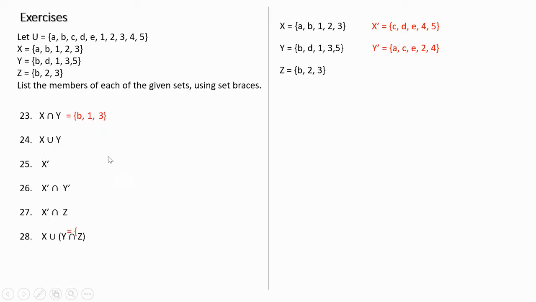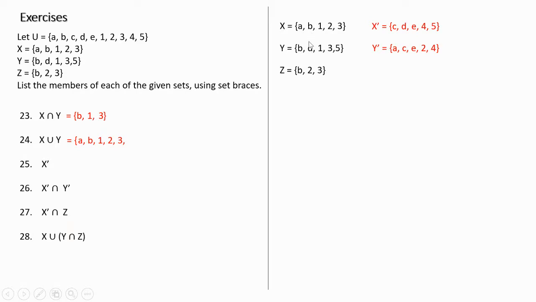X union Y equals. Remember what I said: with union, you write everything that's in the first set first. So you write everything in X, which is A, B, 1, 2, 3. Now we go to the Y set. Is B already there? Yes. We don't put it again.